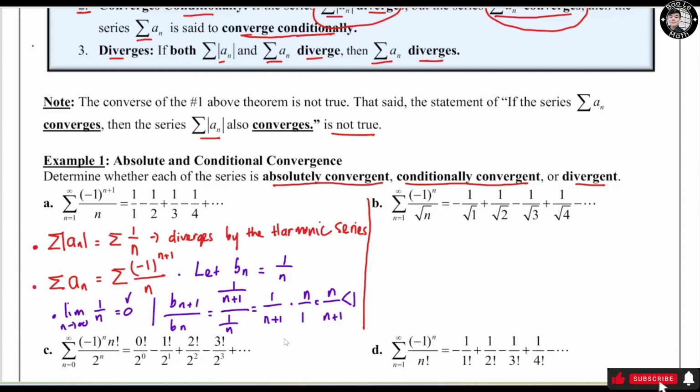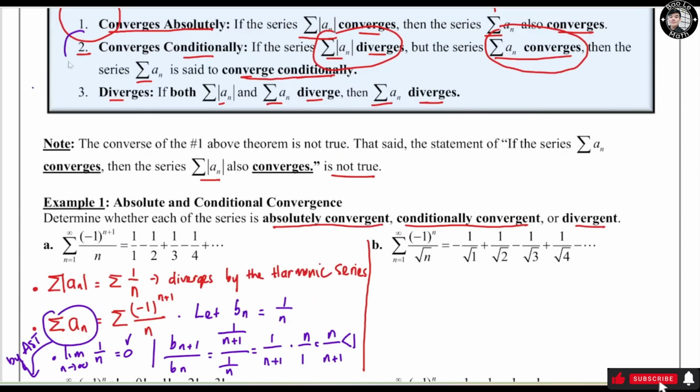So then by the alternating series test, this series converges. So by number 2, this series converges conditionally.